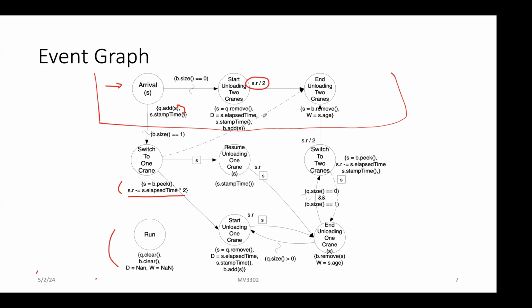But this canceling edge right here says, okay, since we're now switching to 1, we've credited the work, we're canceling the one that we had scheduled, and now we need to do 2 things. We need to reschedule the unloading time for that ship that was in there, and we need to schedule the unloading event for the one that just showed up. So we need to do those 2 things.